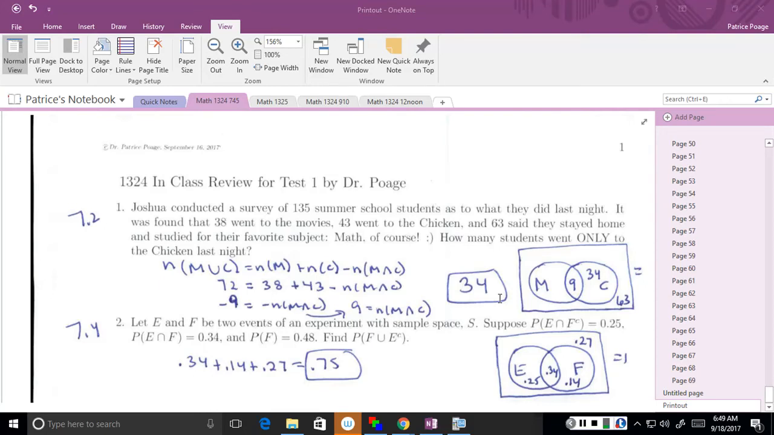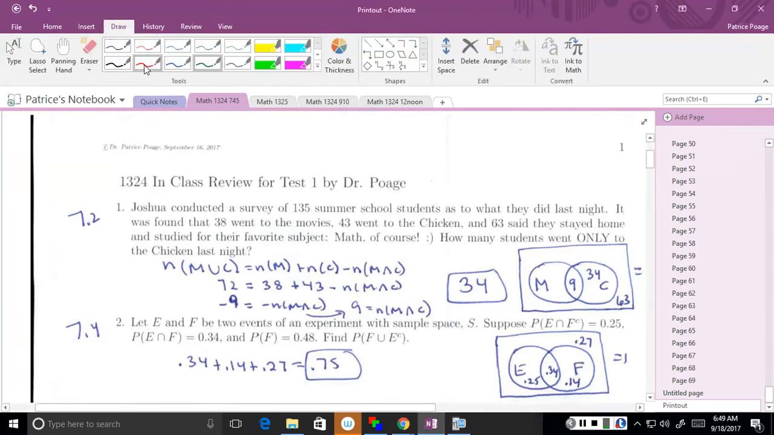It says, Joshua conducted a survey of 135 summer school students as to what they did last night. It was found that 38 went to the movies, 43 to the chicken, and 63 stayed home. So if you're given a bunch of stuff where it says how many people did what, you want to draw a picture. So that's why I started off over here drawing this Venn diagram.